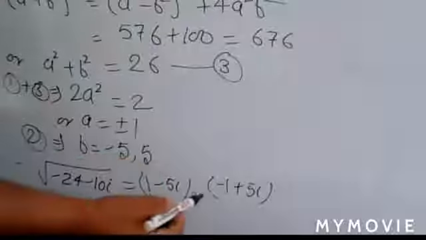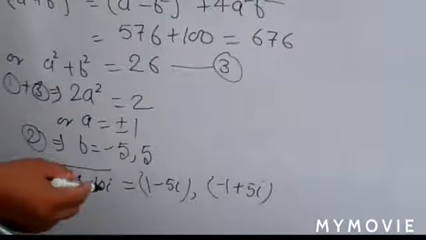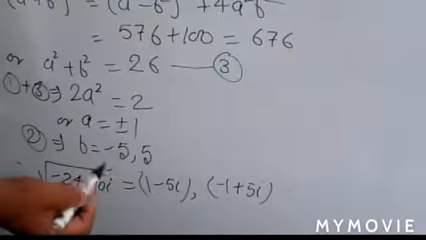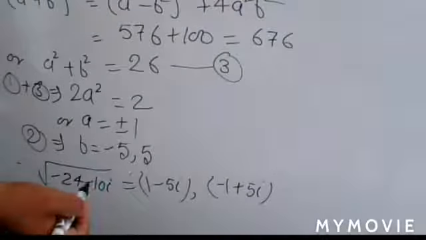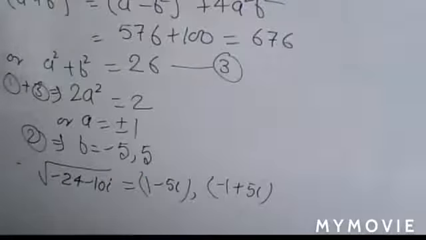So here you change your sign. When you are putting these square root values in x, you have to write that value with a positive sign. Understand? Okay.